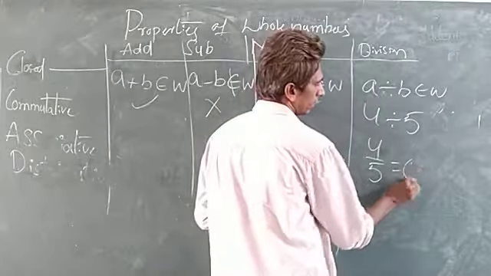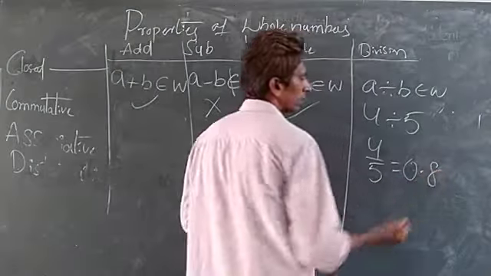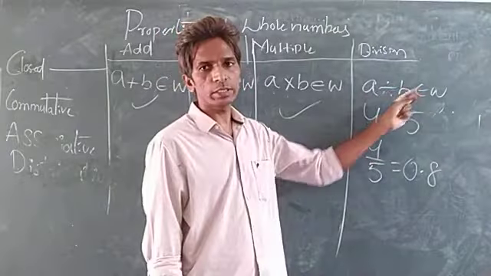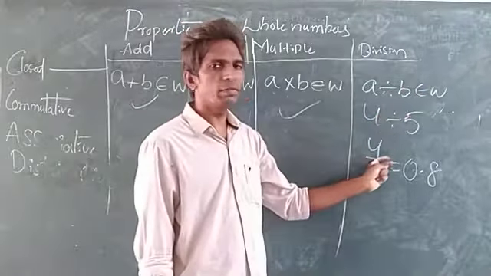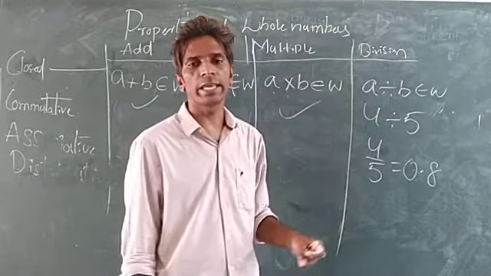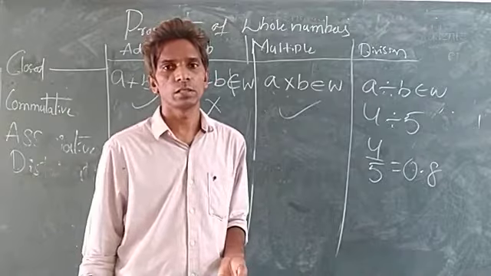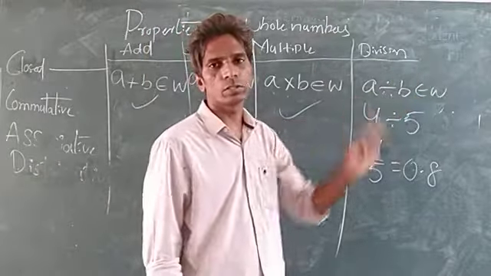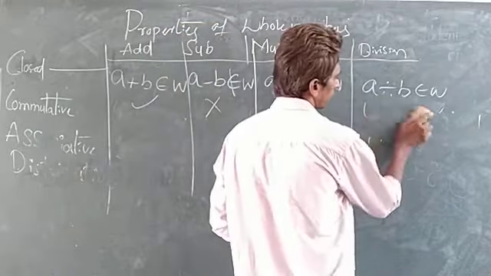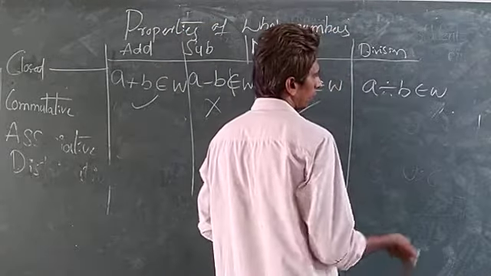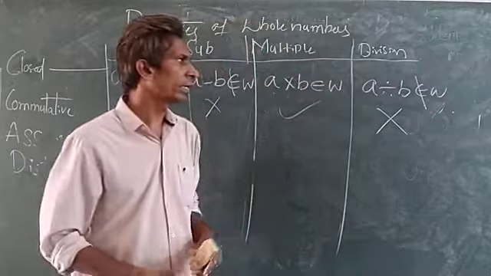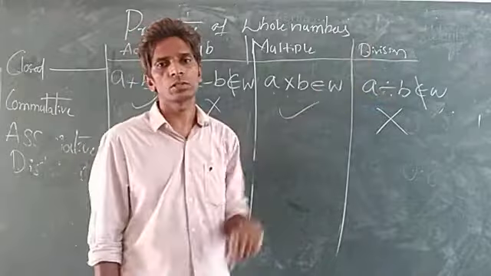So what is the answer? 0.8. By doing the division, these two numbers are whole numbers. If you do the division, you want to get a whole number only. But it is not a whole number. The answer came as a decimal, and a decimal is not a whole number. So it does not satisfy the condition. a divided by b does not belong to whole numbers.